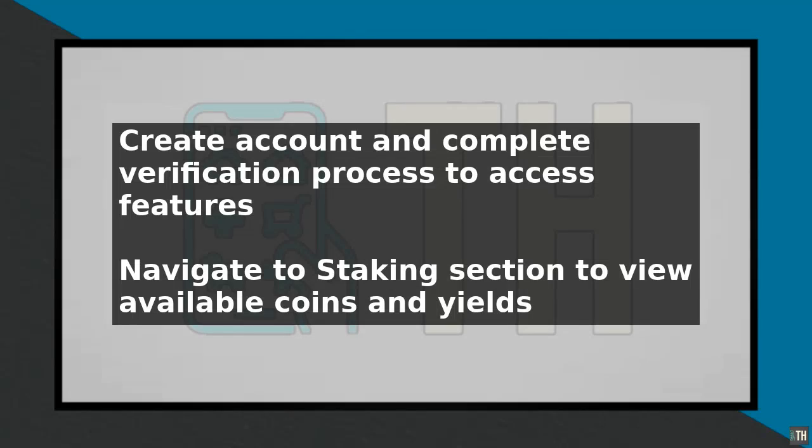To stake on Coinspot, start by logging into your account and navigating to the staking section. If you do not have an account, create one and complete the verification process to ensure you can access all features. Once in the staking section, you will see a list of available coins that can be staked, along with their respective yields and minimum staking requirements.